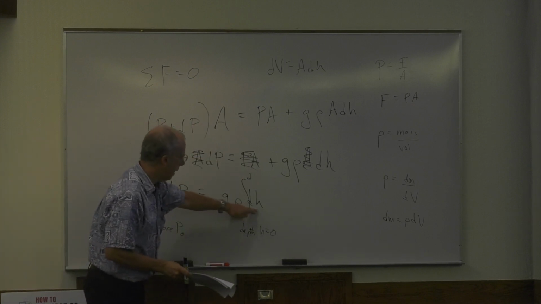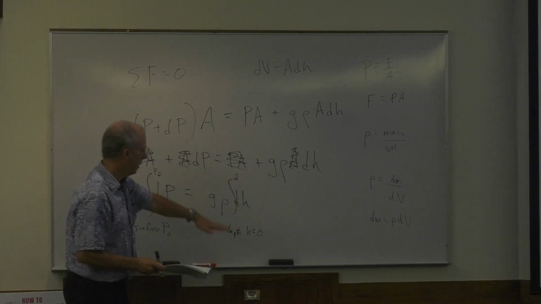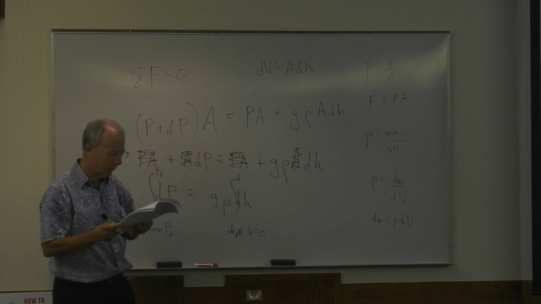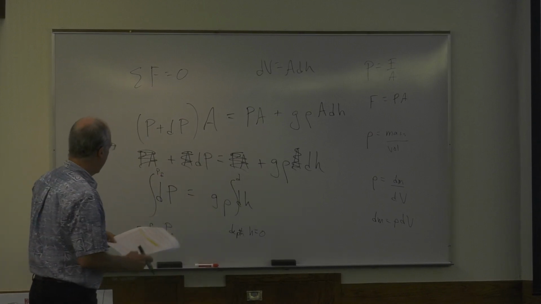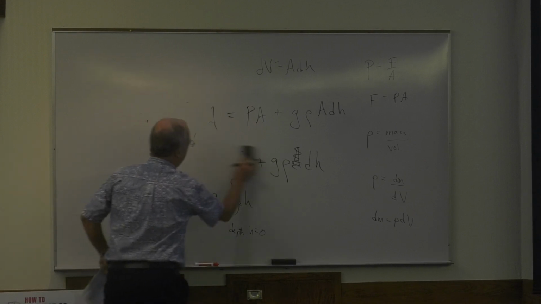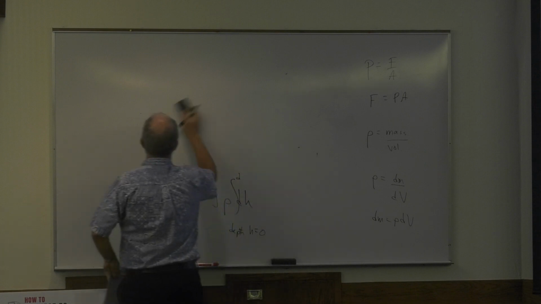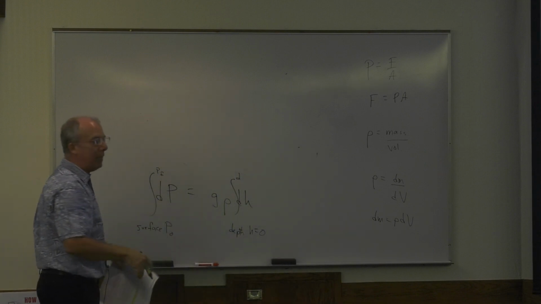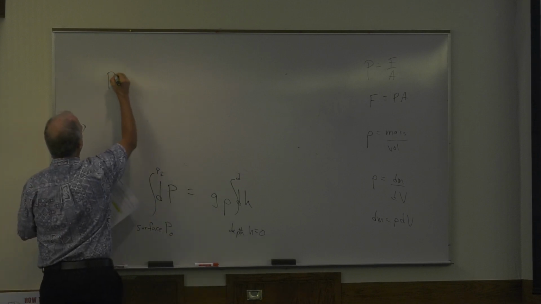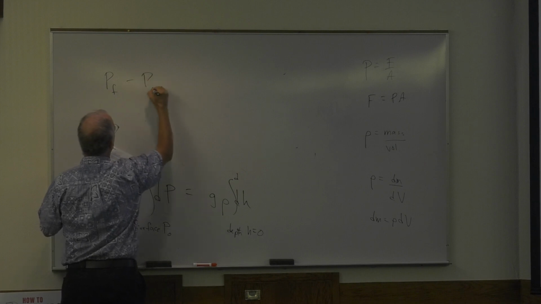And the depth is going from the surface, H equals 0, or D equals 0, whatever you want to call it, to some D. Okay? All right. Now, what's the integral of dP? P, but we're going from here to here. So this is just P final, somewhere in the beaker, minus P0.